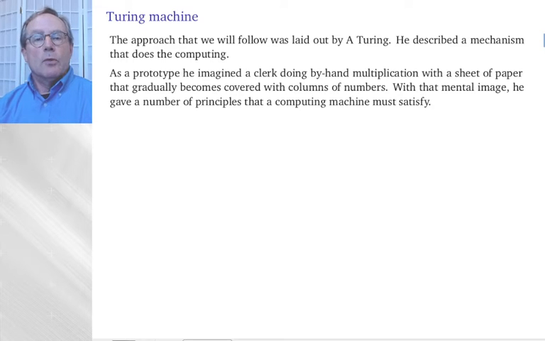Okay, so we got to follow an approach. Different people thought about the question. We're going to follow the approach of Alan Turing. His approach was to describe a mechanism that does the computing. As a prototype, he thought about it for a while, turned it over in his mind, while eating breakfast or taking a shower kind of stuff. And he went one day for a long run, and he laid down on the grass, and he was looking up at the sky, and he had a kind of a picture.